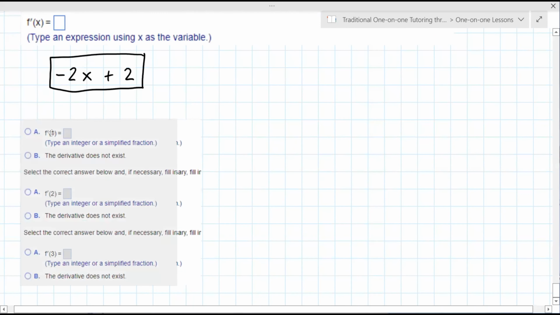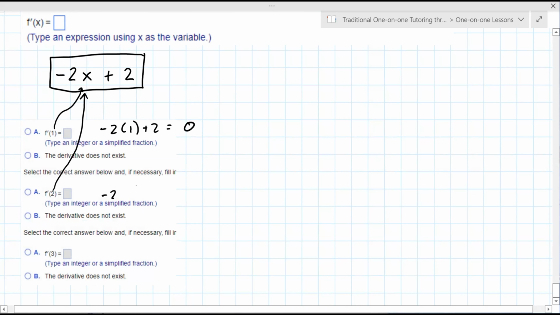Like for the first one, x is 1, and they're saying put 1 into the derivative. So it's minus 2 times 1 plus 2, which is 0. The next one says the same thing, put 2 in for x. Minus 2 times 2 plus 2 is minus 2. And then the last one here, same thing. Minus 2 times 3 plus 2 is minus 4.